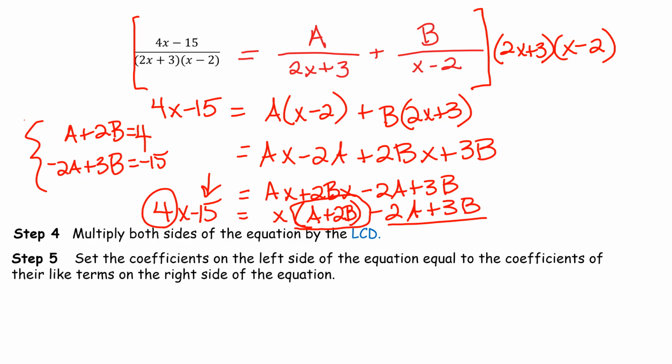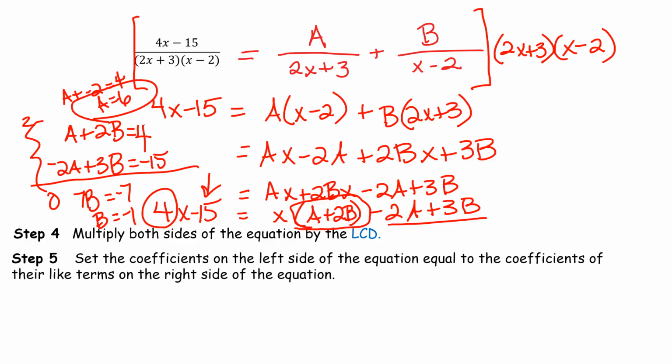I'm going to do that by elimination. I'm going to multiply the first equation through by 2 and cancel out the a's. So when I do that, I'll have 2a minus 2a is 0, and then 4b plus 3b is 7b, and that should equal 8 minus 15, which is negative 7. So b is negative 1. And so if b is negative 1, a plus negative 2 is 4, which means that a is 6.